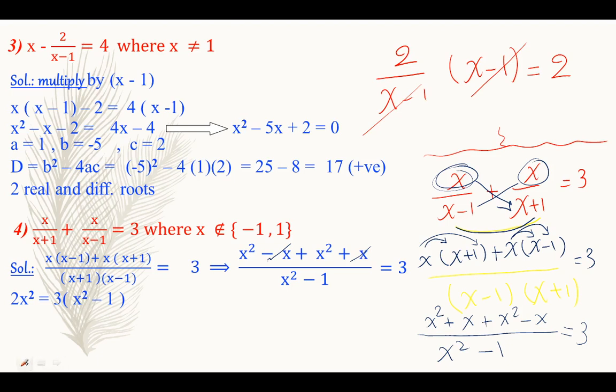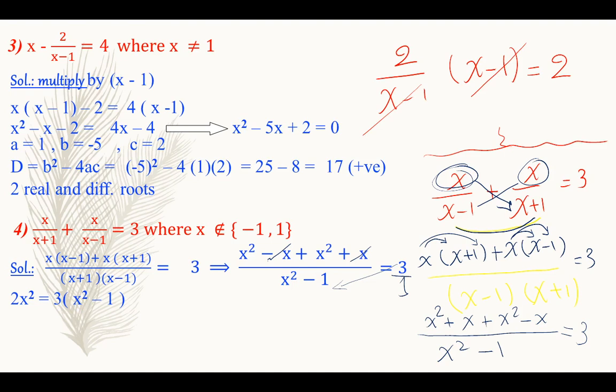Cross multiplication. Here you can write 3 over 1, and you cross multiply: 3 multiplied by x squared minus 1 equals 1 multiplied by x squared plus x squared, which equals 2x squared. So we can write 2x squared equals 3 multiplied by x squared minus 1.